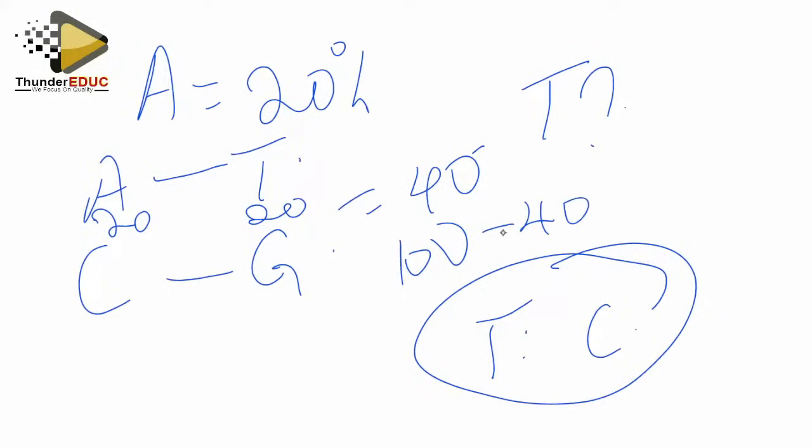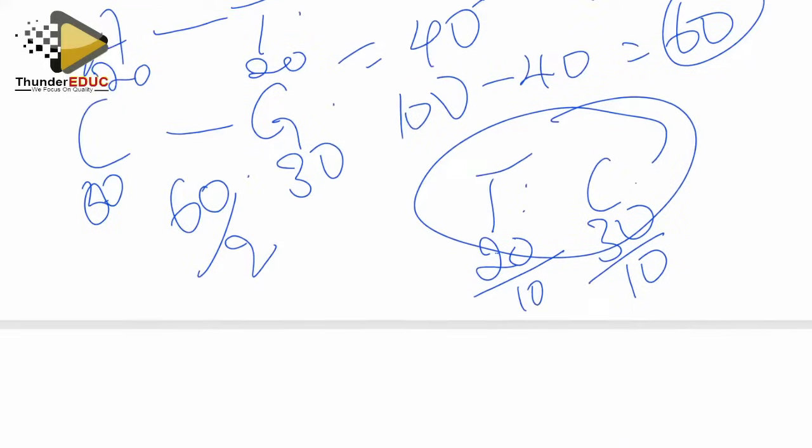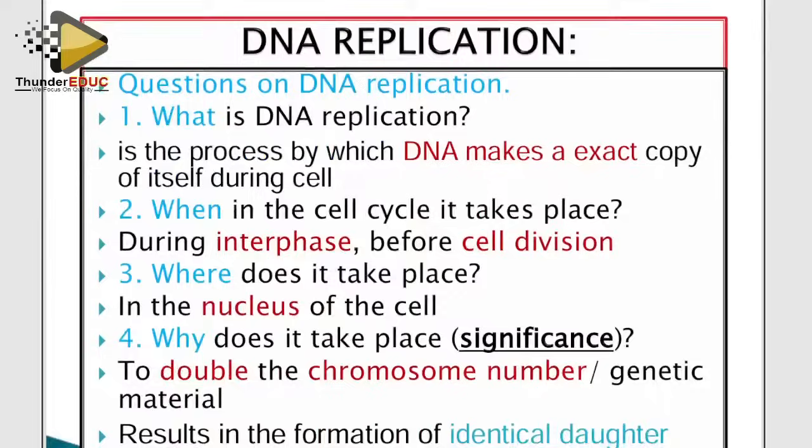So 100 minus 40, I'm going to get 60, and that 60 is for these two, meaning 60 divided by 2, I'm going to have 30 here and 30 here. So thymine is 20 and cytosine is 30. Then I divide by 10 to make it simple, so it becomes 2 by 3. That becomes the ratio of thymine to cytosine. I'm just doing this so that you're able to remember what you did before. All right, we go to the next question.